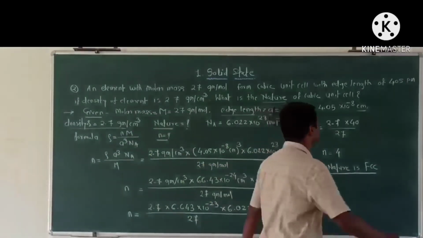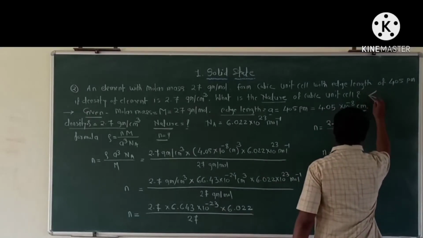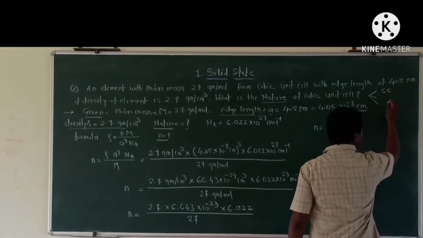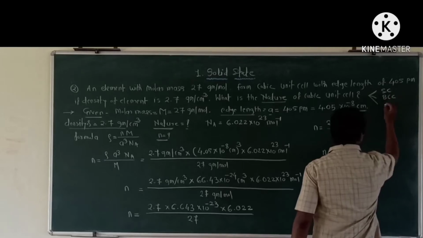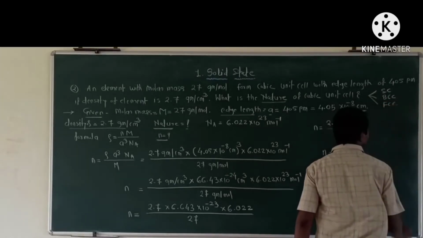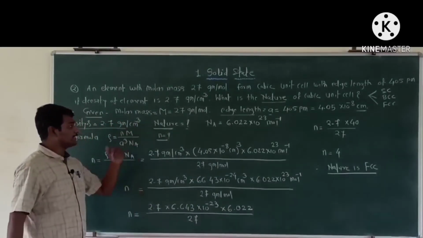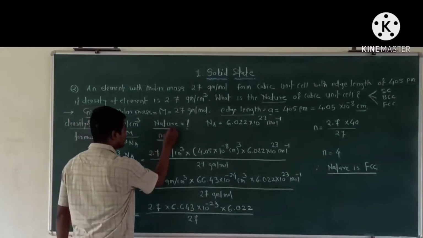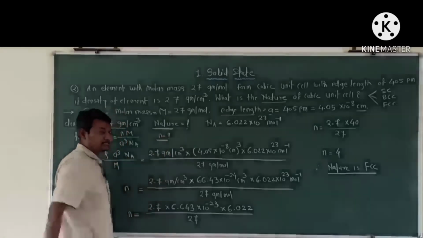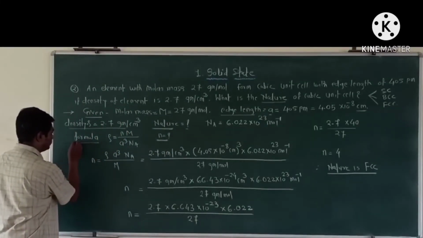Cubic unit cells have three types: first, simple cubic, body-centered cubic, and face-centered cubic. Now in this numerical you have to find the nature. For the determination of nature, you have to find the n by using this formula.